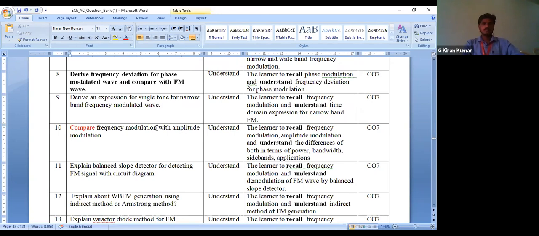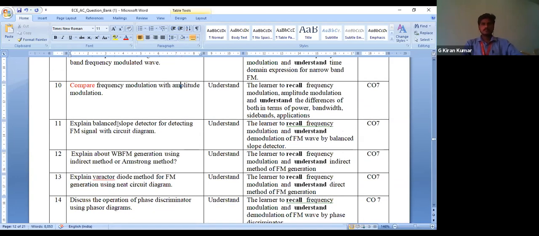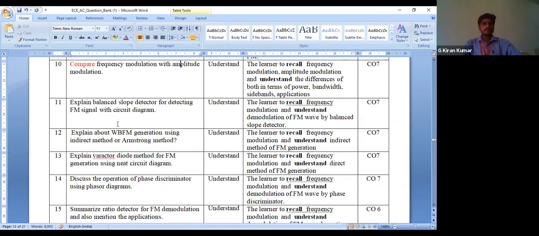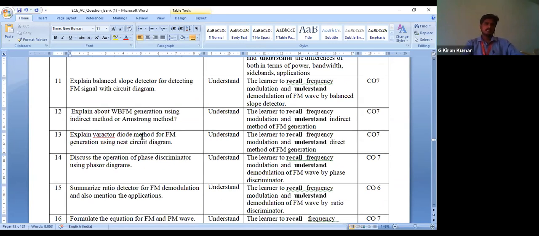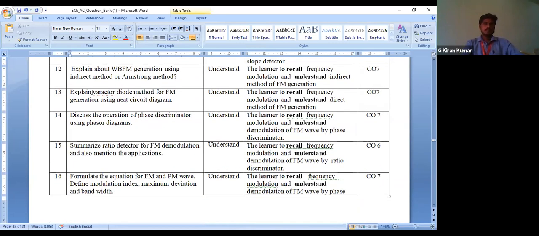Compare frequency modulation with amplitude modulation. Just now we discussed and I explained balanced slope detection for detecting FM signal. Explain wideband FM generation, or Armstrong method, or indirect method. Next, we have the varactor diode method, FM generation using the varactor diode circuit. I think it is not covered.